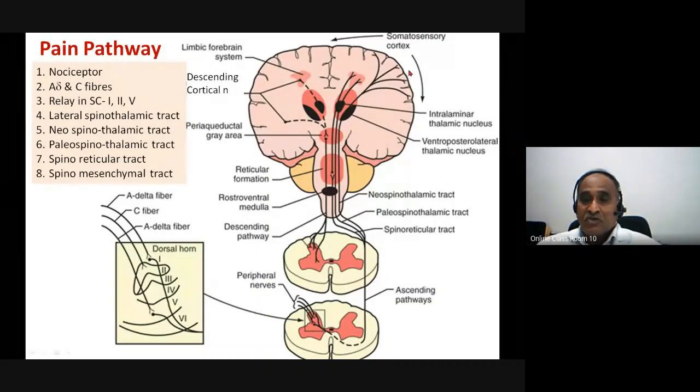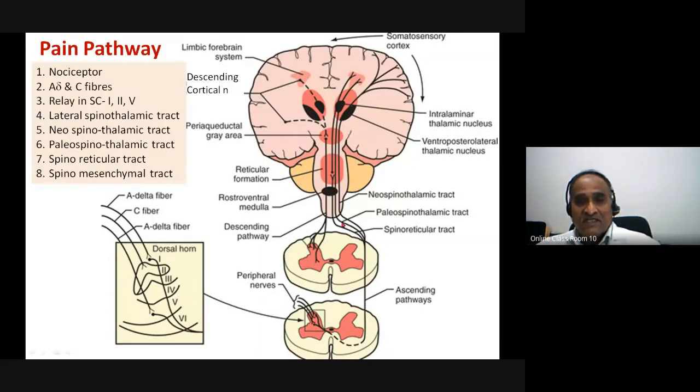S1, the postcentral gyrus, Brodmann area 3, 1, 2. It is for localization and identification of the attributes. So that is the neospinothalamic tract. Then we have another. Not most of the fibers reach there. Some of the fibers will ascend as a paleospinothalamic tract.